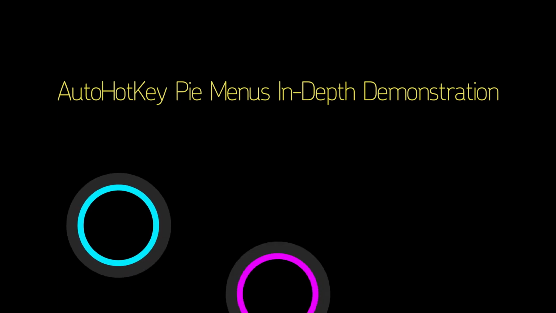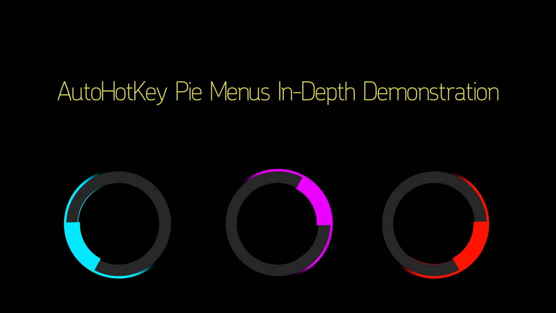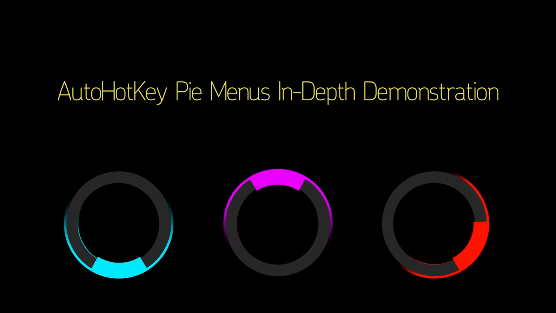This is the in-depth video demonstration of the AutoHotKey pie menus. There are chapter markers in the description, and the current chapter is shown in the top of the video.